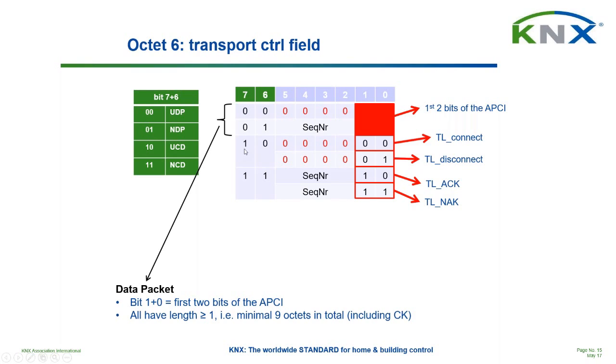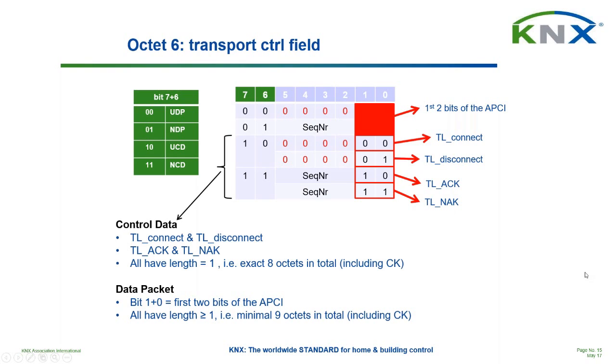In case we have the combination 1, 0 or 1, 1 for bits 7, 6, then this is control data, and the telegram is about controlling the transport layer. How to control the transport layer? Well, there are 4 services defined: transport layer connect, transport layer disconnect, transport layer acknowledgement, and transport layer negative acknowledgement. And that is what I have explained here. So control data is either one of those 4 services.